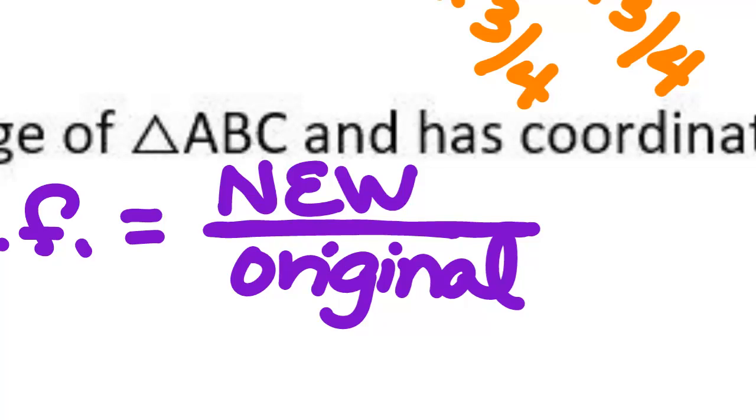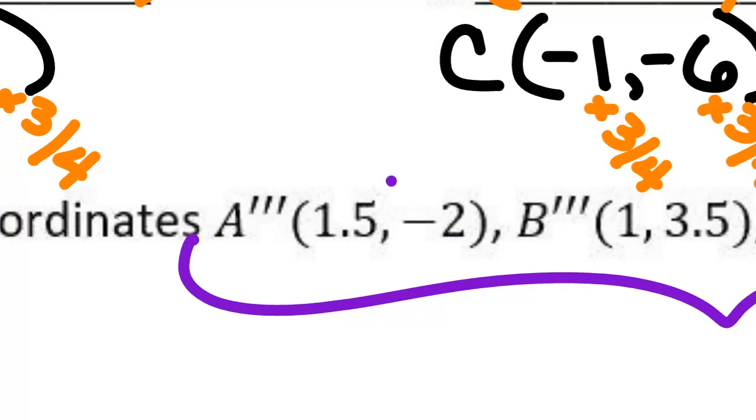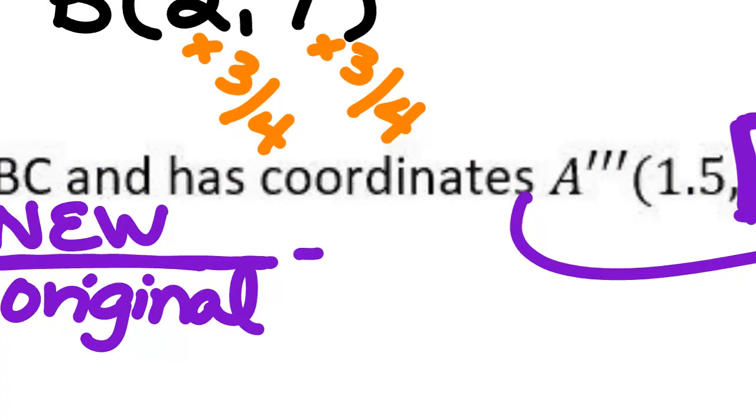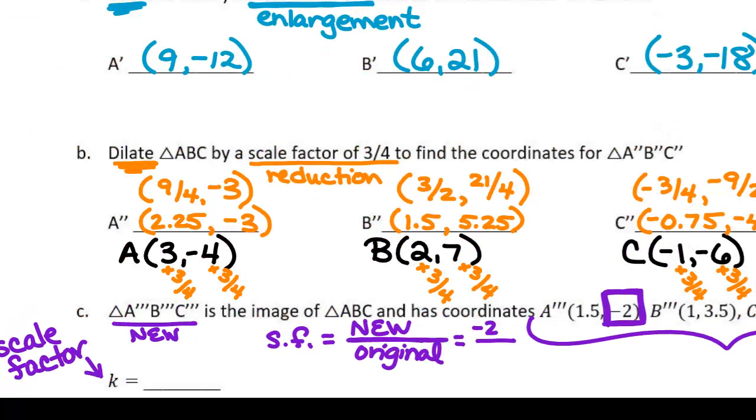A sounds good. I don't even need to use both the x part and the y part. I only need to use one piece of it. Do you guys want to use the x part or the y part of point A triple prime down here? Y part sounds good. You're going to get the same answer no matter which one you choose, but some numbers are easier to work with than others. All right, so this is my new. That's going to go in my numerator. So -2.